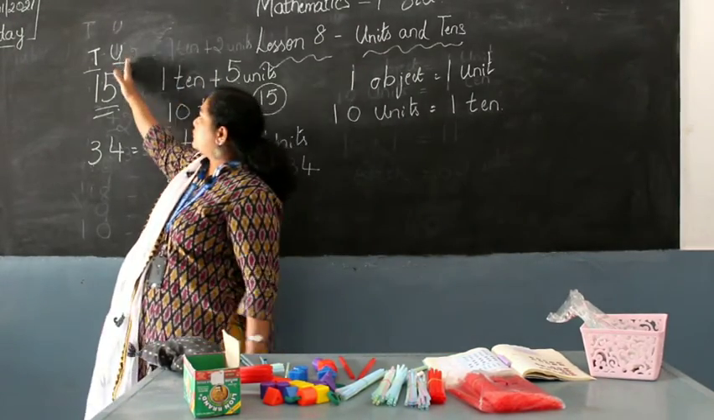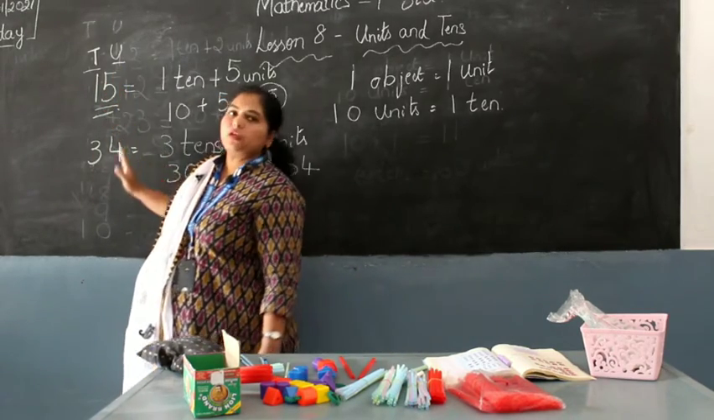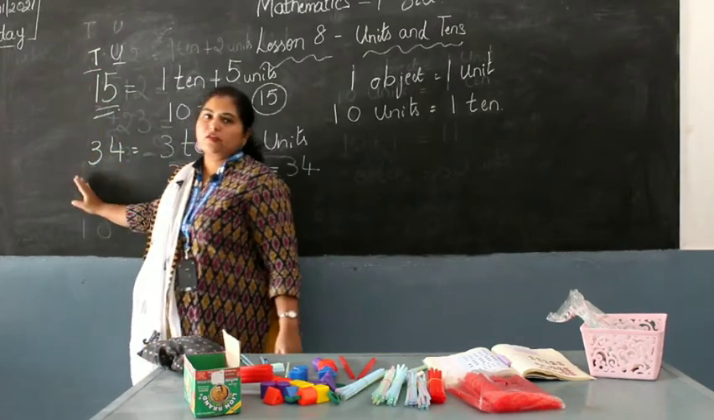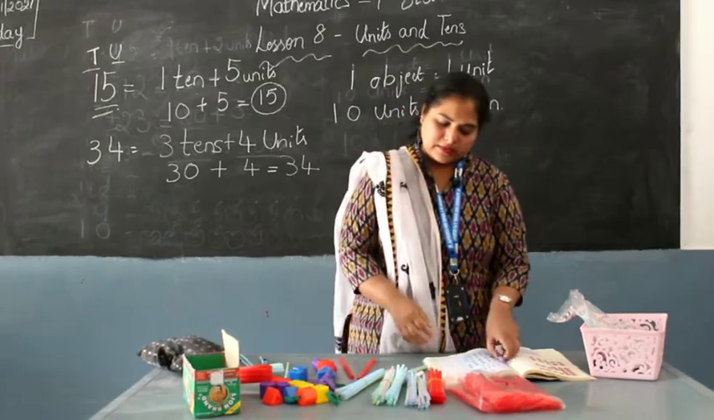Units is the first column in your numbers, which is ones. One digit from 1 to 9. Then when you go to 10, it becomes your tens column. So there is another column which you will be learning in your later classes.